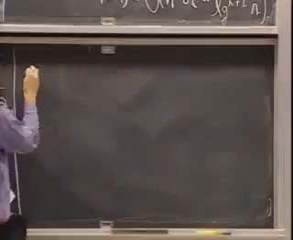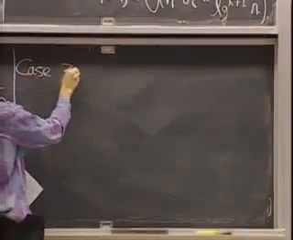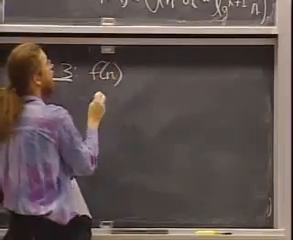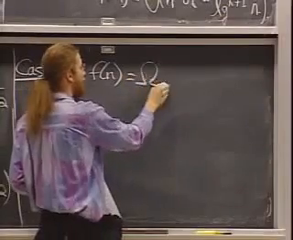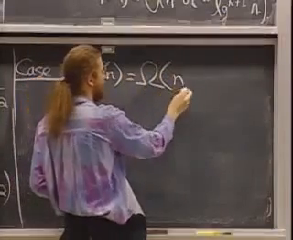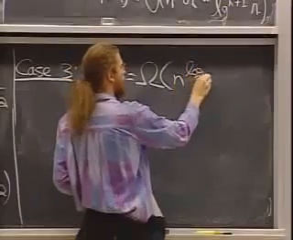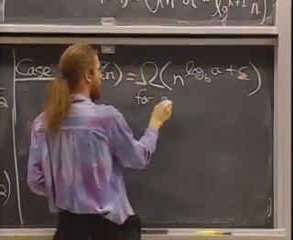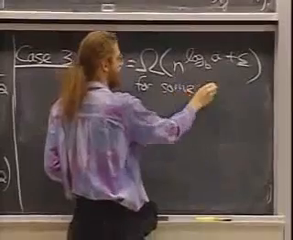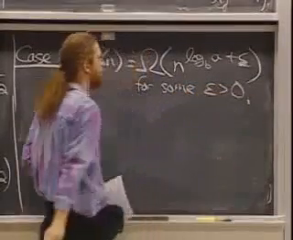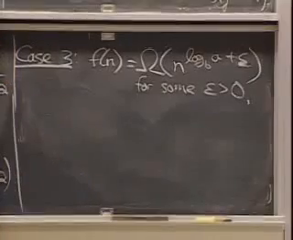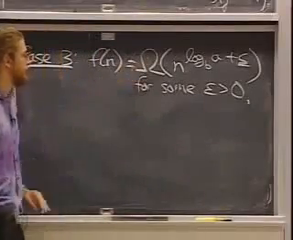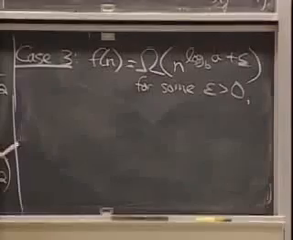We have one more case, which is slightly more complicated. We need to assume slightly more for case 3. But case 3 is roughly when f of n grows bigger than n to the log base b of a. So it should be capital omega. Here's one place where we get to use omega. N to the log base b of a plus epsilon for some positive epsilon. So it should grow not just bigger, but polynomially bigger. Here it was growing just a log factor bigger, polylog. Here it's a polynomial factor.